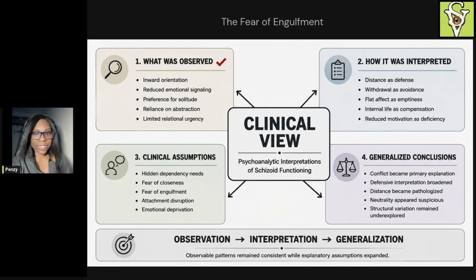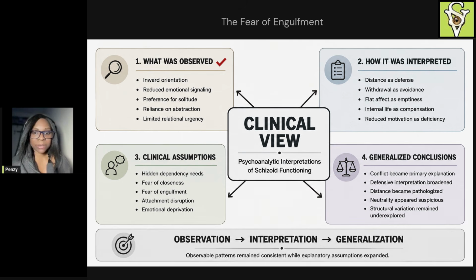What was observed clinically often reflected recognizable schizoid patterns, so inward orientation appeared consistently across presentations, reduced emotional signaling was commonly observed, and preference for solitude, reliance on abstraction, and limited relational urgency was frequently documented. The observations themselves were often quite accurate, but the interpretation of these patterns may be a little restrictive to cover the whole of the schizoid spectrum.